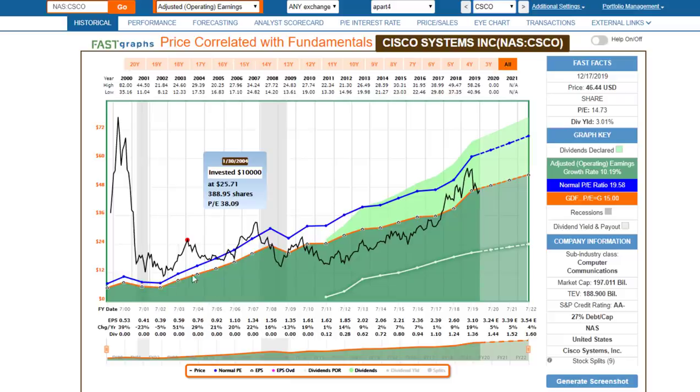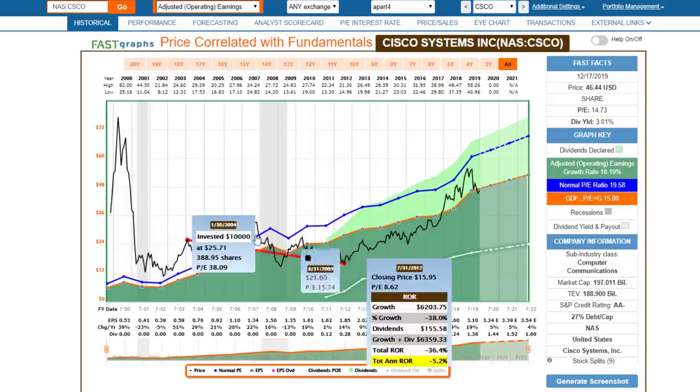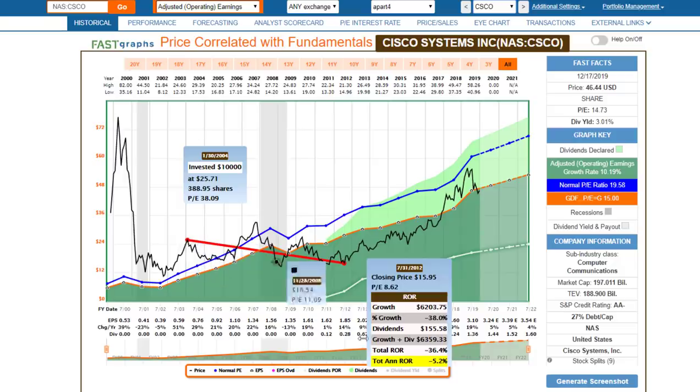And I want you to notice the orange line is moving very nicely here. The business was doing very well, but once again, you could have owned this stock for several years by paying too much for it. This was an obvious mistake, in other words, that you shouldn't have made, and end up losing 38% of your money, or an average annualized loss of 5.2%.